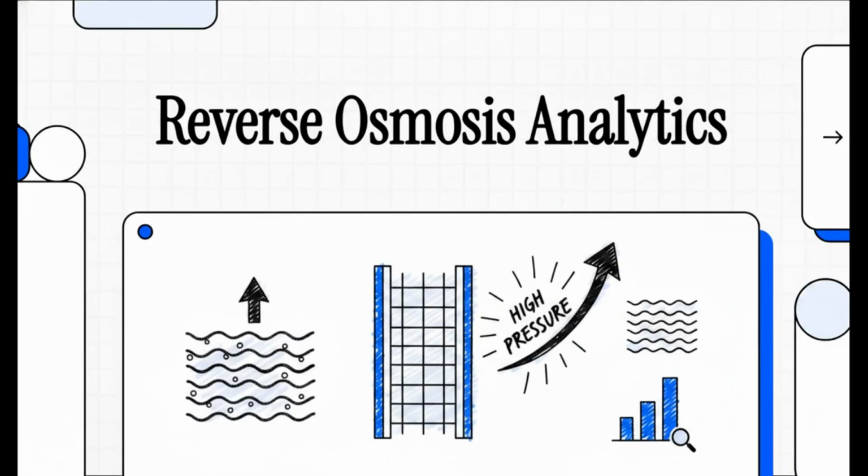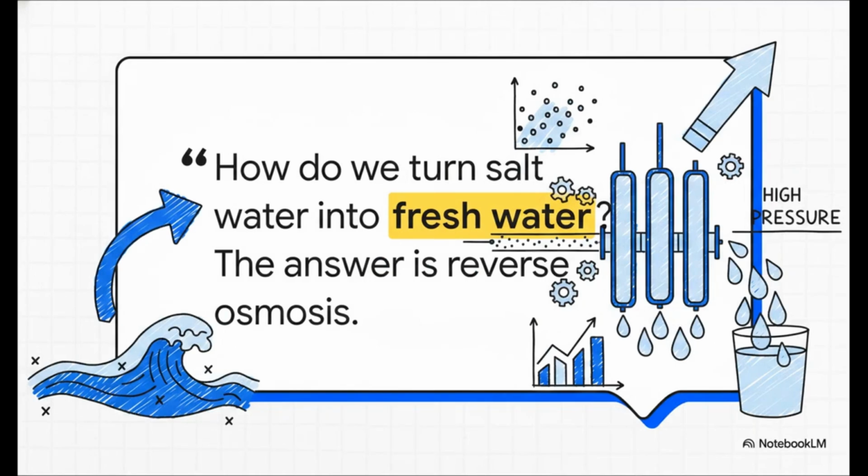Welcome to This Explainer. Today, we're jumping right into the raw data behind one of the most critical engineering processes on the planet. We're talking about turning salt water into fresh water using high pressure and semi-permeable membranes. I absolutely love unpacking these kinds of data sets because it really shows us exactly how theoretical chemistry becomes real, measurable engineering. So to set the stage here, how exactly do we turn salt water into life-giving fresh water?